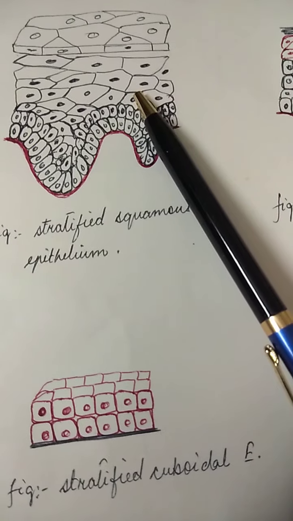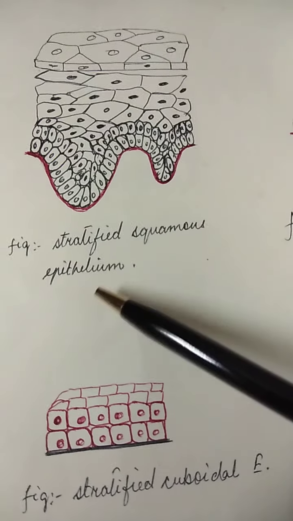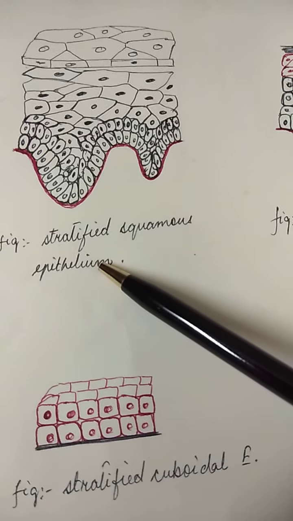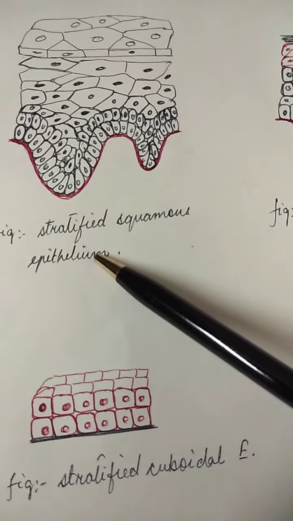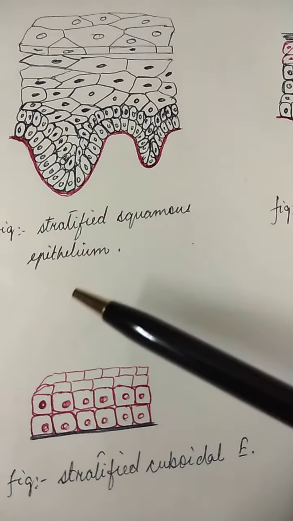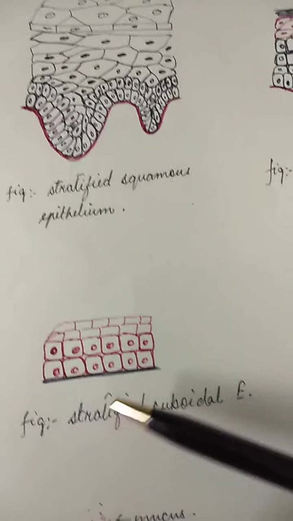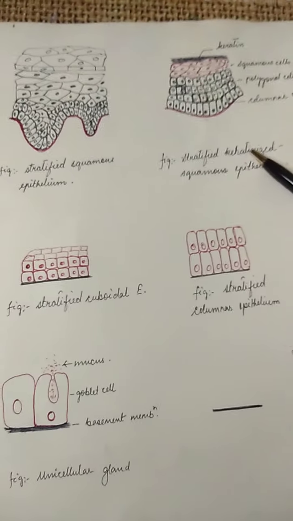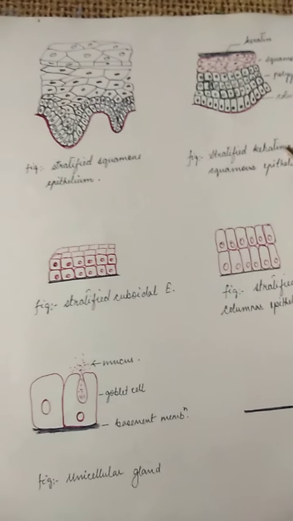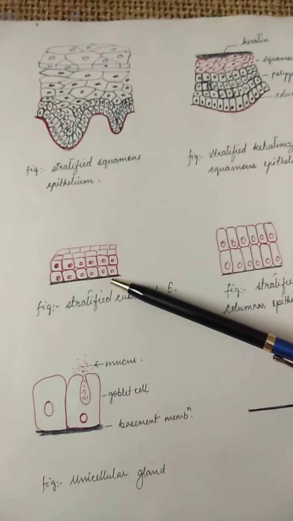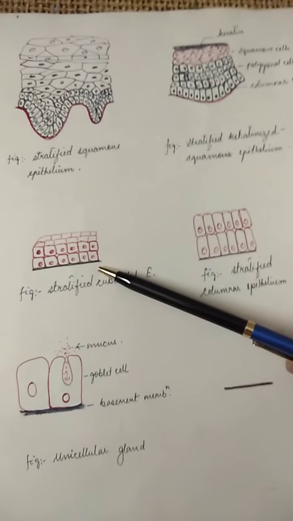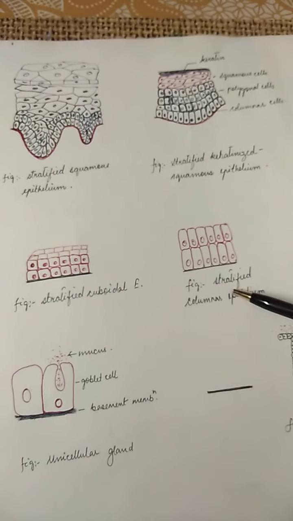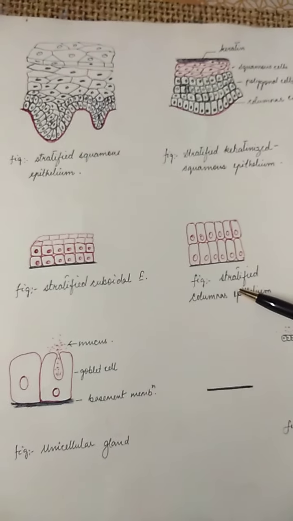Stratified epithelium is further divided as stratified squamous epithelium, stratified keratinized squamous epithelium, stratified cuboidal epithelium, stratified columnar epithelium.